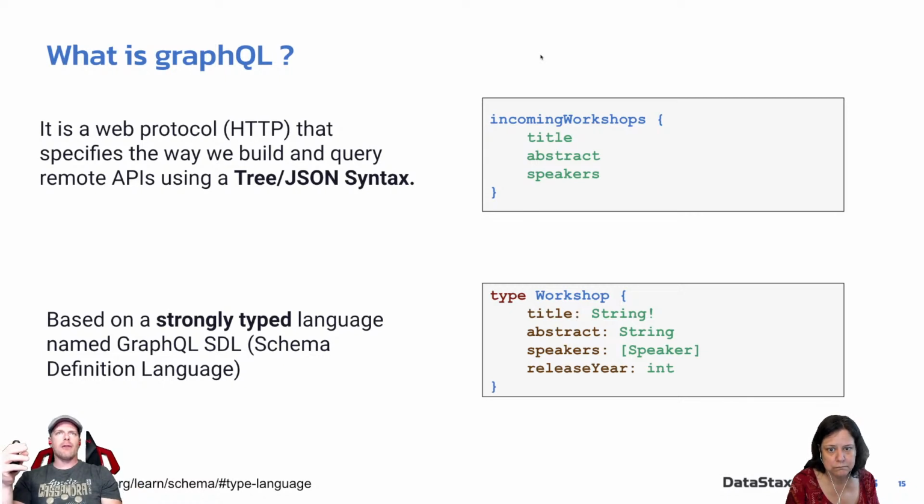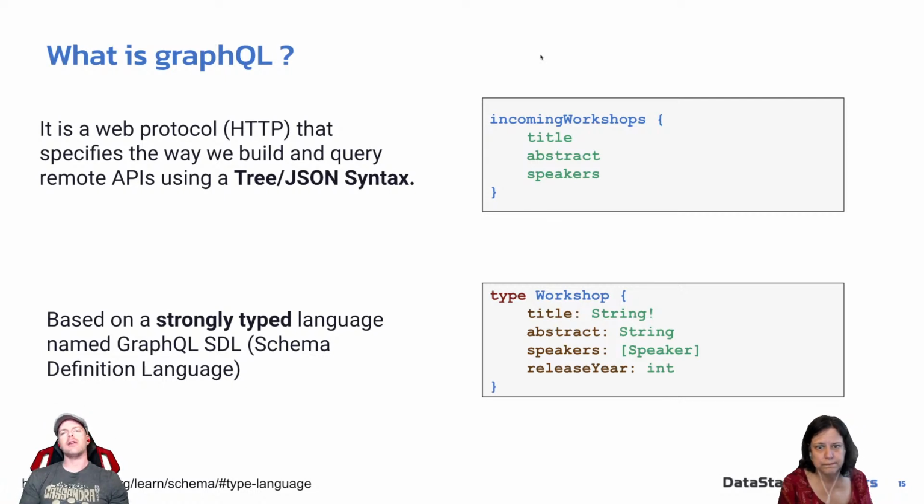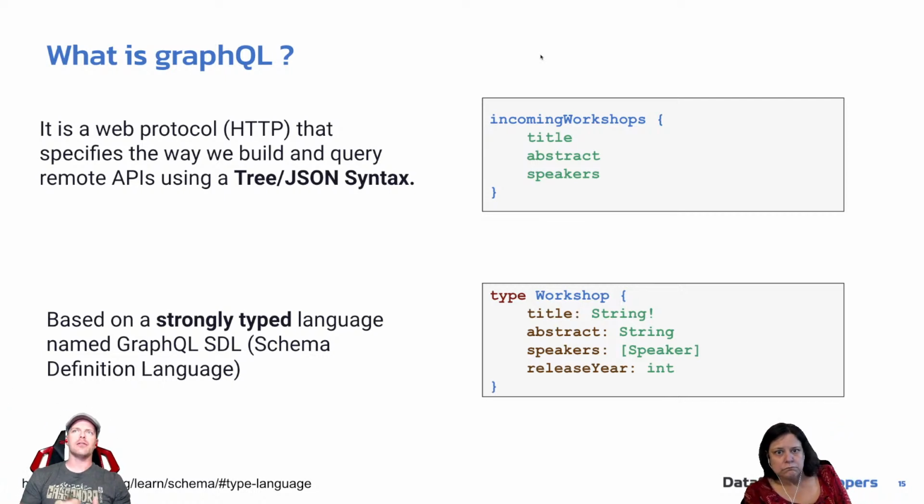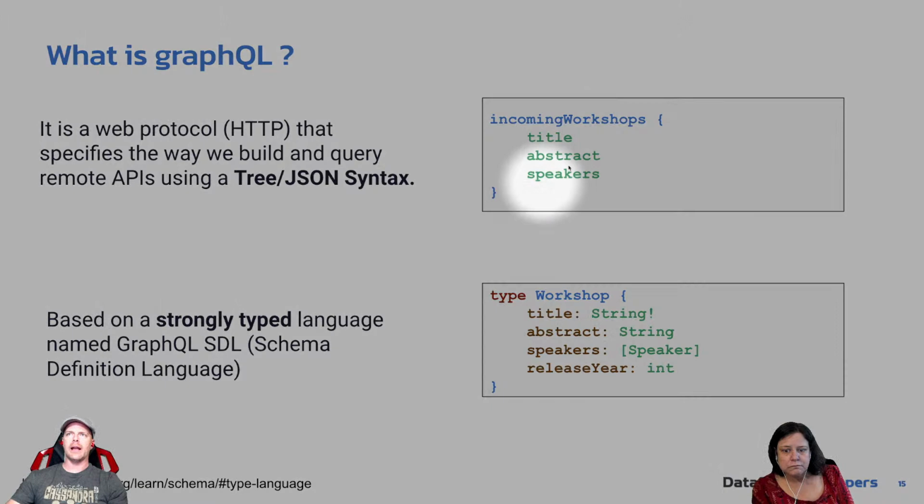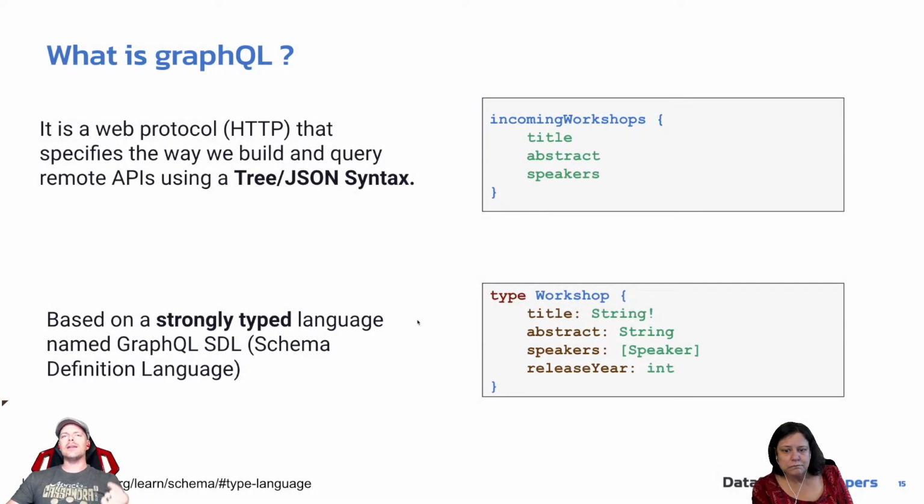The difference about GraphQL is the way that you build your schemas and that you query data. It uses a tree and JSON syntax. So especially for those of you who are front-end folks, you should be very familiar with JSON. This should feel very, very familiar, and you can see an example of that here on the right-hand side. Now, it is strongly typed.